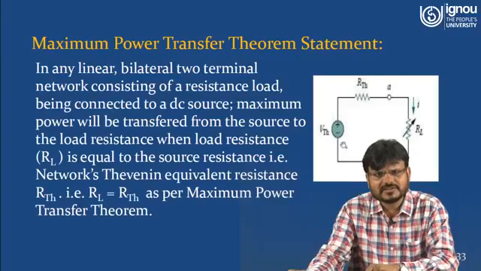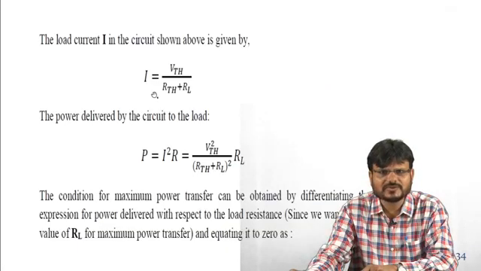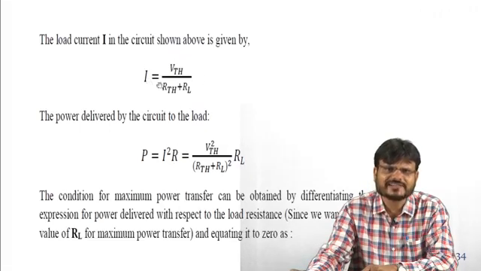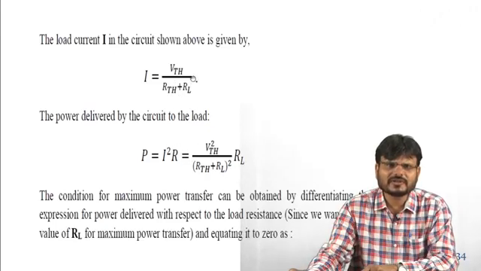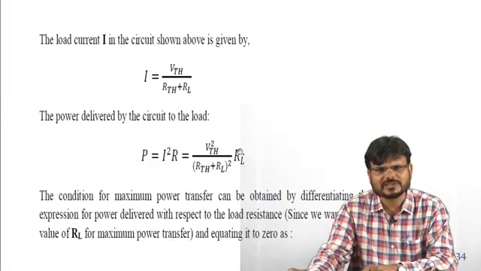So in this circuit, how can you calculate this load current I? This current I is equal to what? This voltage VTH divided by these two resistances, RTH plus RL. So I is equal to VTH upon RTH plus RL. So power delivered by the circuit to the load can be calculated as P is equal to what? I squared R. And what is the value of I? I is equal to VTH upon RTH plus RL. So P is equal to VTH squared upon (RTH plus RL) whole squared multiplied by R. R is the load resistance, because this power is being transferred to the load resistance.